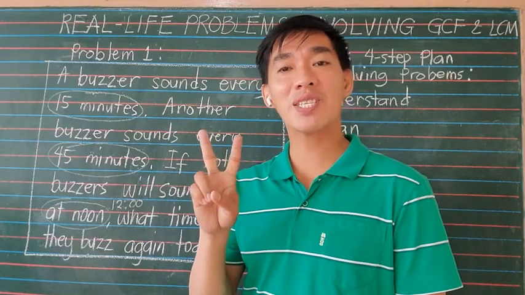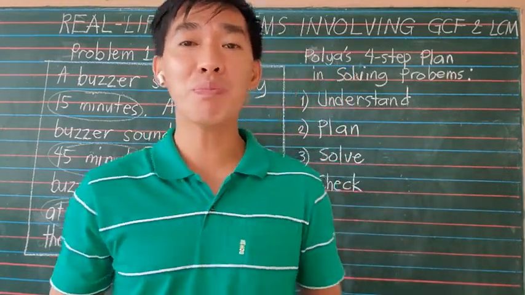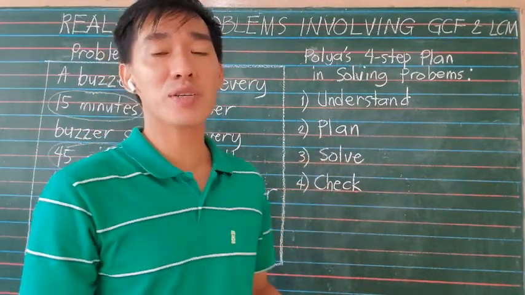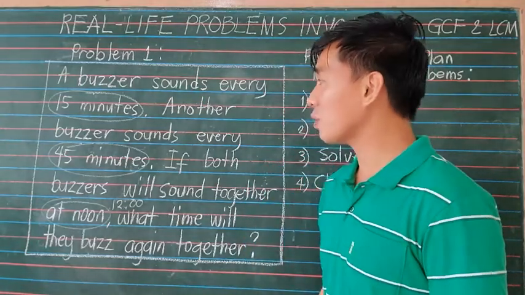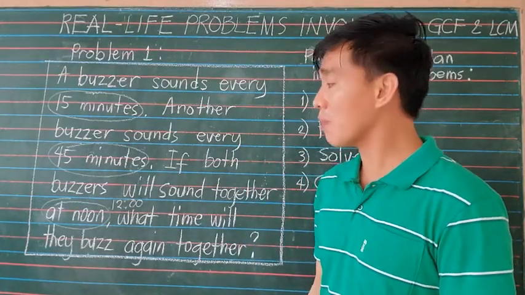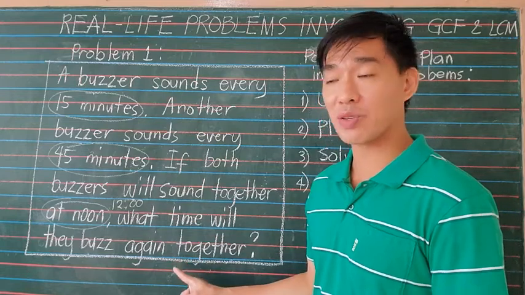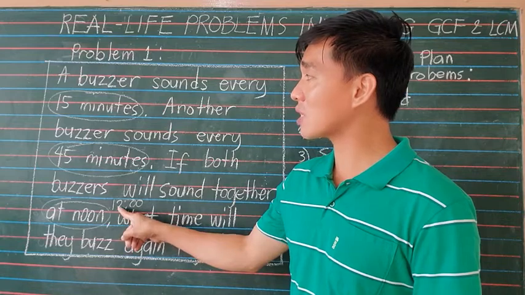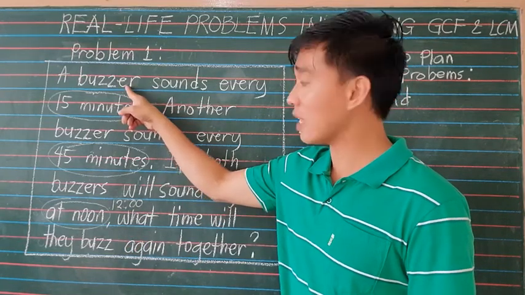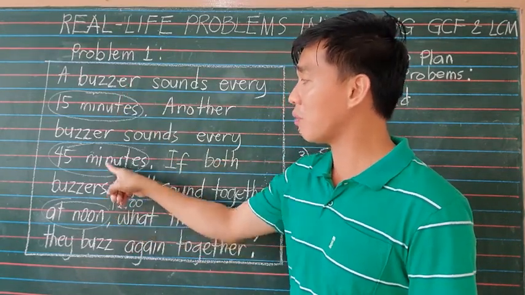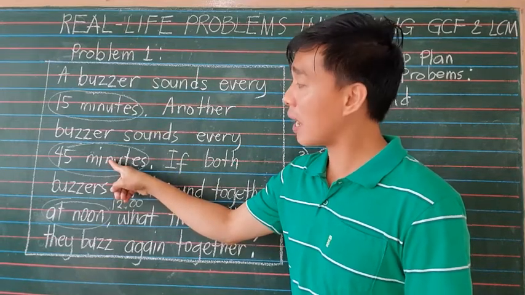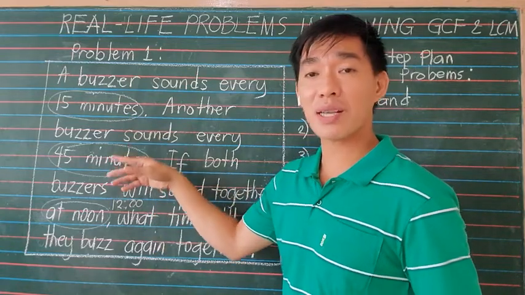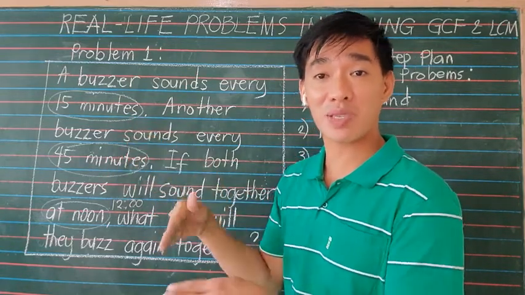Let us now proceed to step number 2, which is we need to plan what's the solution for this problem. Let us consider that we are looking here for the time where these two will buzz together after 12 noon. So remember that the next time buzzer 1 will buzz again is 12:15. But the other one, buzzer number 2, will buzz at 12:45. What time will these two buzzers buzz together?